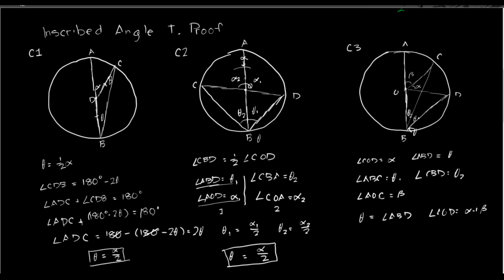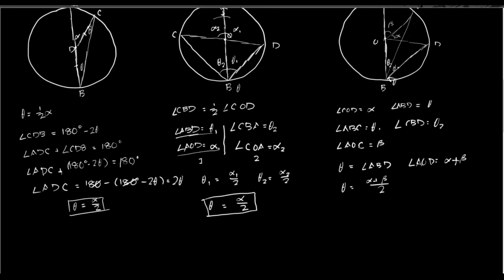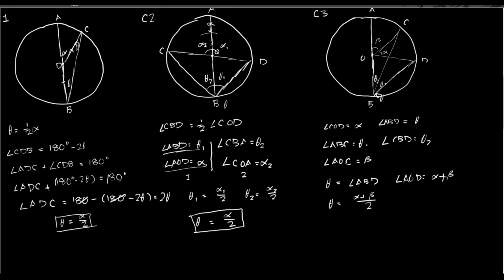I wish my A's were good today, but it can't be helped, I suppose. And by the inscribed angle theorem, we know that theta is equal to alpha plus beta over 2. And I might need some more space for this third case, but not to worry. It's still not terribly difficult.